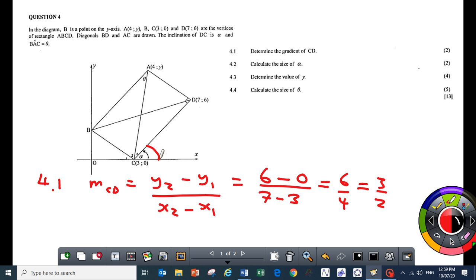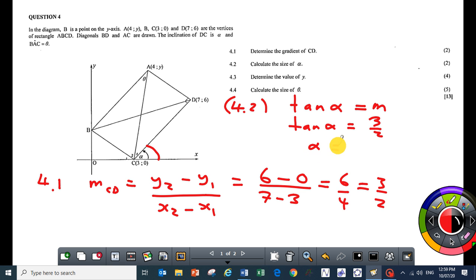Let me do it here, just to save some space. So to get that, we say tan alpha equal to m. Remember, the general formula that I gave you was tan theta equal to m. That was based on the angle that I gave you as theta. For this question, that theta in your notebook has been replaced by another Greek letter, alpha. So I replaced the theta by alpha. So that becomes tan alpha equal to, we found the gradient of CD, that's 3 over 2.